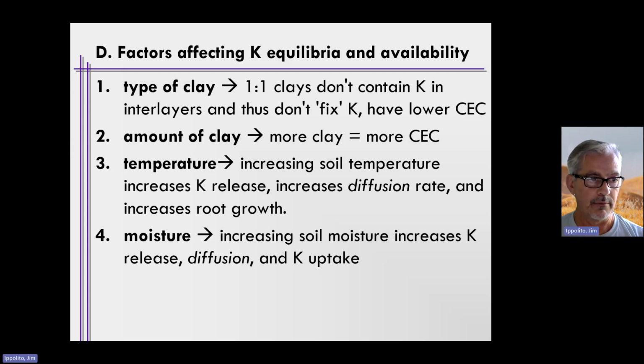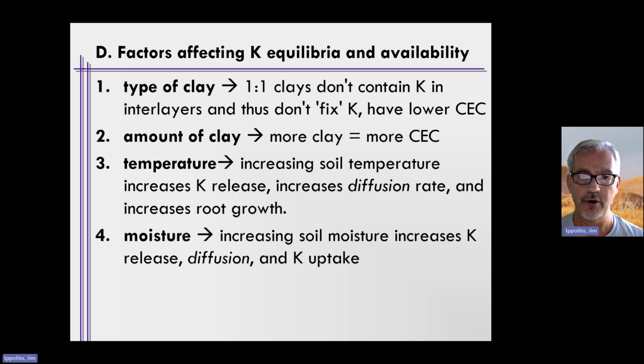Also, highly important for potassium availability is moisture. Increasing soil moisture increases potassium release. It certainly increases diffusion rates, and it increases potassium uptake. If a soil has plenty of moisture, the pathway from the source of potassium on the edge of clay, the CEC sites, to the root, based on greater moisture, the pathway is less tortuous. And so it's easier for potassium to go from point A to point B when there's moisture present.